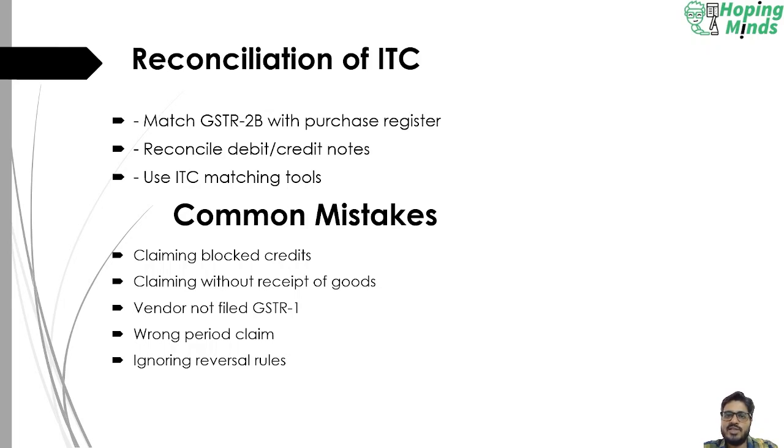Then vendor not filing GSTR1. If the vendor hasn't filed his GSTR1, the input tax credit will not reflect in GSTR2B. Hence, it cannot be claimed, and manually claiming the input tax credit is not correct, as it will lead to issue of demand by the department. Then wrong periodic claim. Again, input tax credit must be claimed in the month in which it appears in the GSTR2B. Then ignoring the reversal rules. Reversal rules must be properly followed, and any ineligible inputs must be reversed.